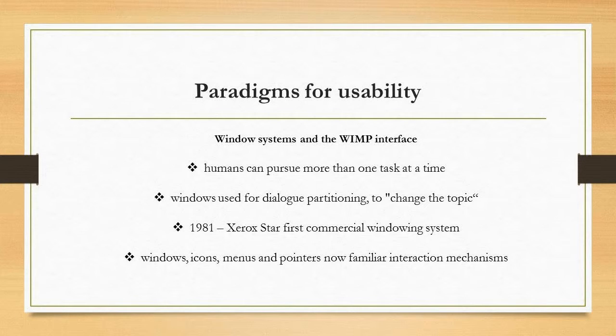Paradigms for usability. Windows systems and the WIMP interface. Humans can pursue more than one task at a time. Windows used for dialogue partitioning, to change the topic. 1981. Xerox Star first commercial windowing system. Windows, icons, menus and pointers now familiar interaction mechanisms.